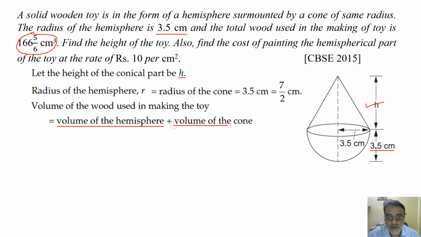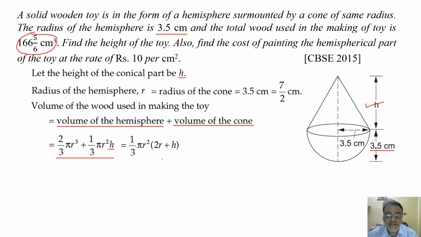What is the volume of cone? 1 by 3 pi r square h. Very good. So what we can take common between these two? 1 by 3 pi r square. Very good. If you take 1 by 3 pi r square, 2 r will be left here and here only h. Right. Now we are going to substitute all the values.